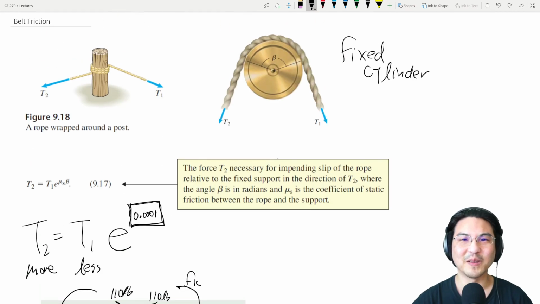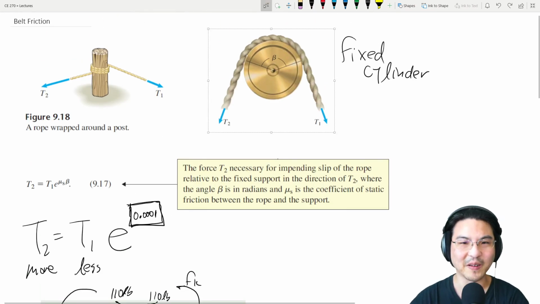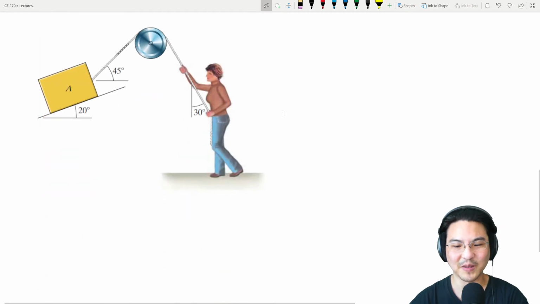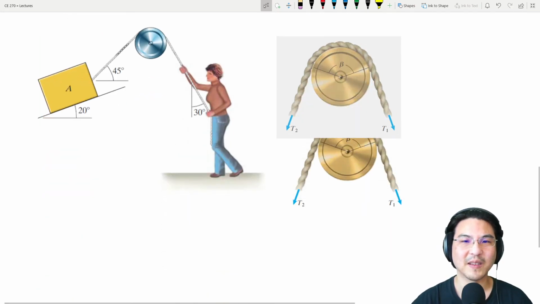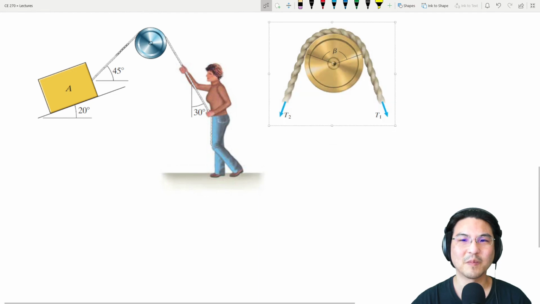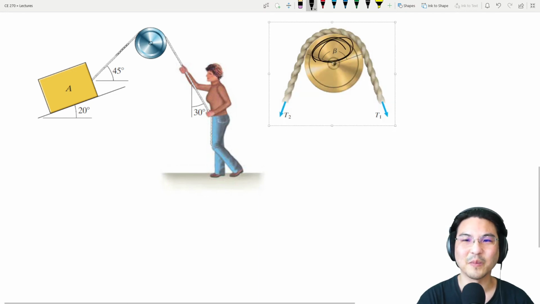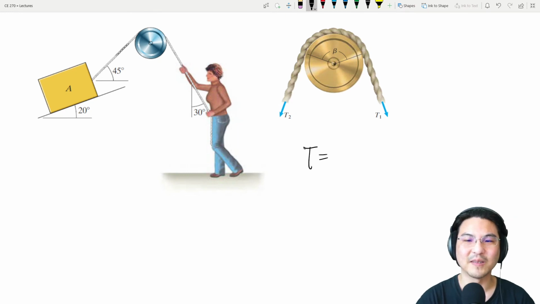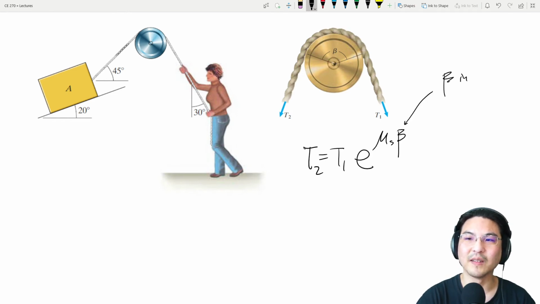Okay, so I hope that makes sense. Now let's talk about the nuance of this angle right here. So here's a different picture. Based on this picture, this angle here, beta, the formula is T2 equals T1 e to the coefficient of friction, static or kinetic, times this angle beta in radians. In radians. But then how do you get this angle?